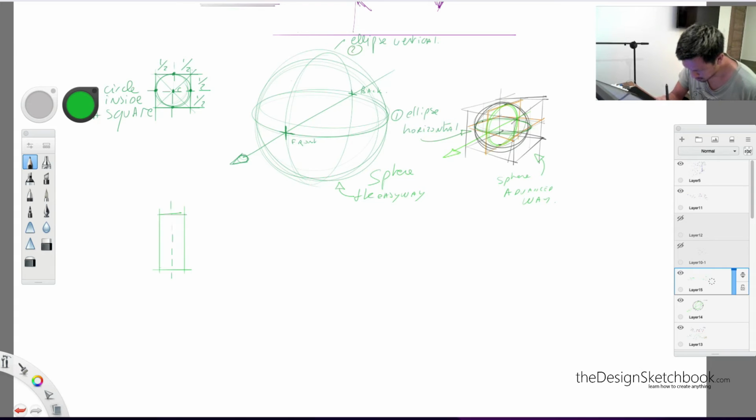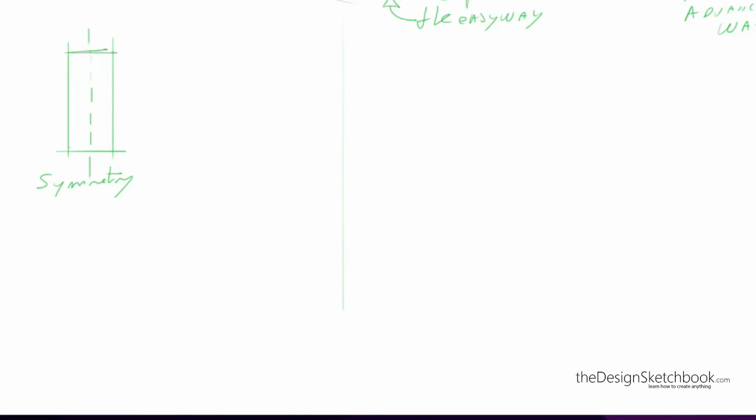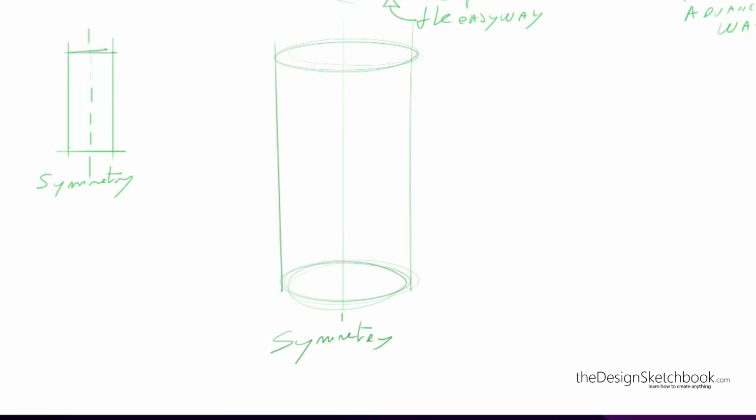So now it's time to draw a cylinder. So you see that we have this rectangle that is actually the length of the cylinder, which is also symmetrical. So we draw the 2 ellipses that we have joined. Remember that the top ellipse is smaller than the bottom one because it's below the horizontal line.